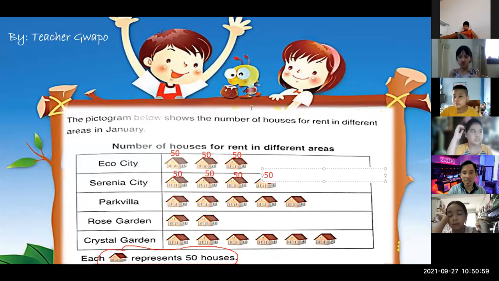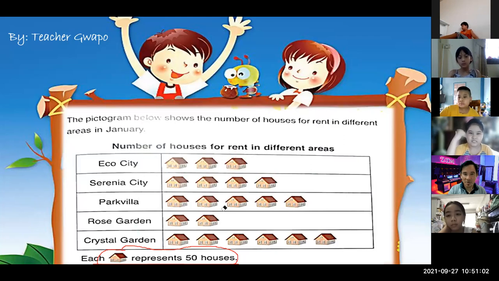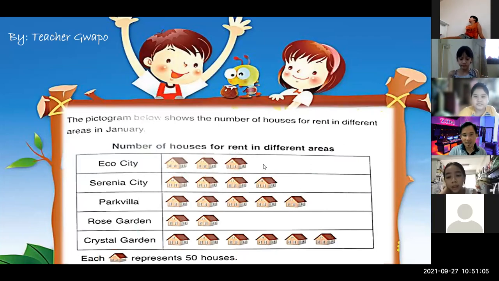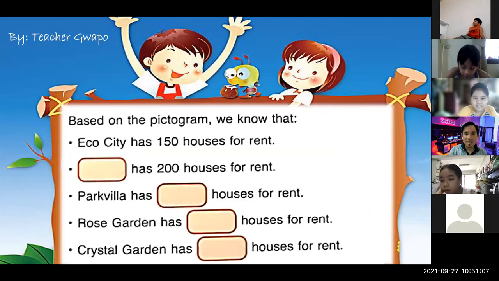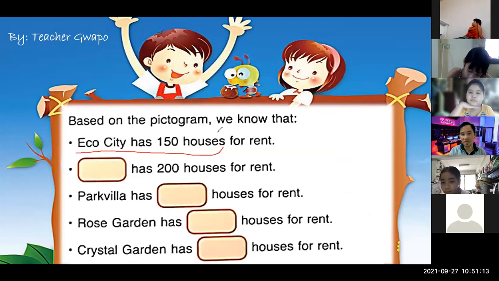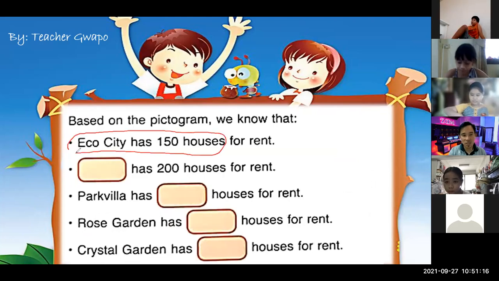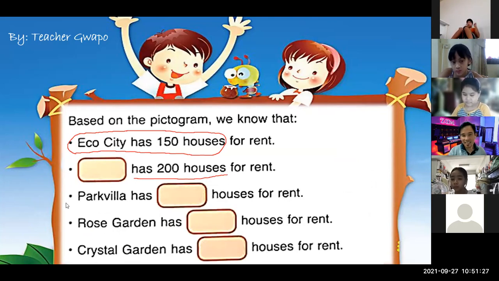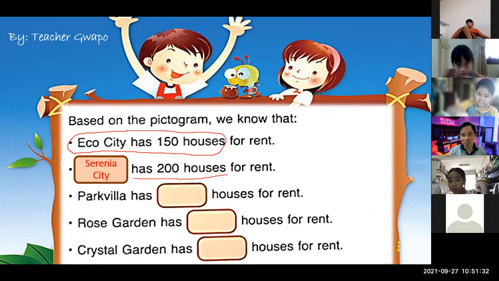200. Okay, very good. Now let us answer your book. Here in your book, you can see that Eco City has 150 houses. Now the question: which city has 200 houses for rent? Serenia City. Serenia City has 200 houses. Okay, finished.